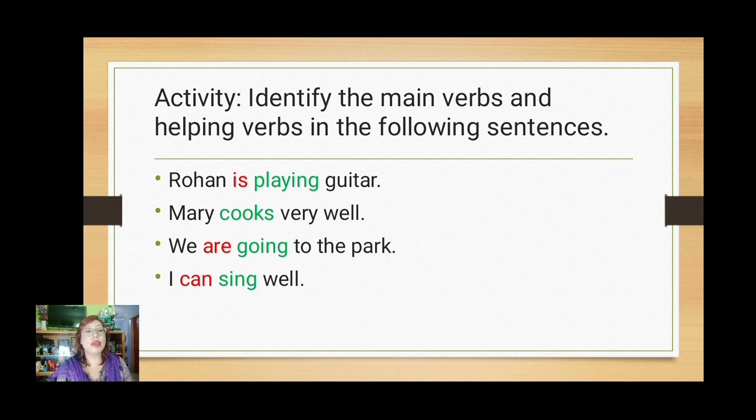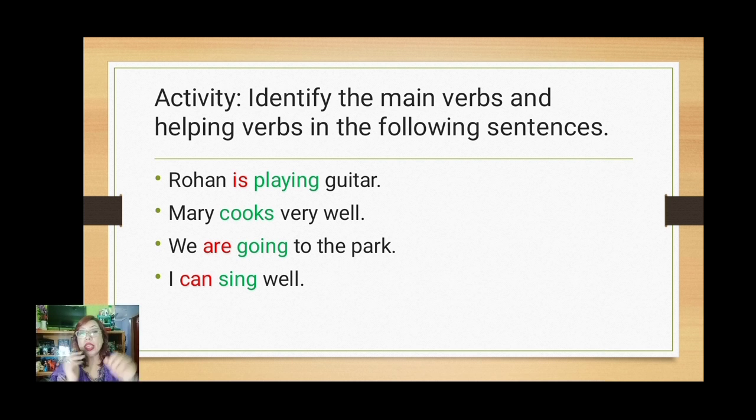Mary cooks very well. Here, which is the main verb? Cooks. Is there any helping verb, auxiliary verb? No. Okay, let us go to the next sentence. We are going to the park. Okay, students. Can we identify the main verb?